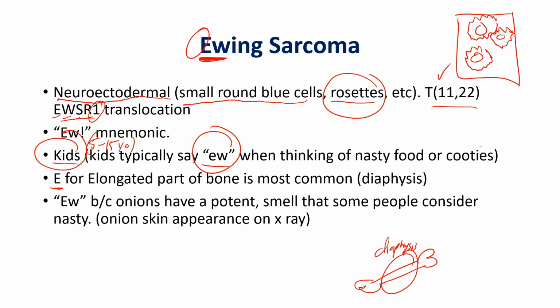So that could help you remember the most common location that this sarcoma will present in, and that's going to be the diaphysis. And the last thing is, how does this present on x-ray? What's a common finding that you can see on a lot of x-rays of people who have this particular type of bone tumor? You use the ew again, because onions have a potent smell that some people consider nasty, right? Some people think they smell well, but most of the time when you think of a big stack of onions, you think people have bad breath and whatnot. So you would say, oh, that's nasty. So onion skin appearance on x-ray. This is a common x-ray finding for this particular bone tumor, this sarcoma.